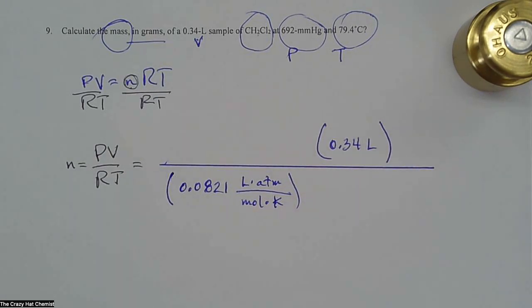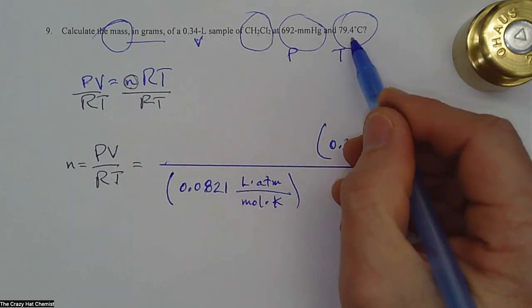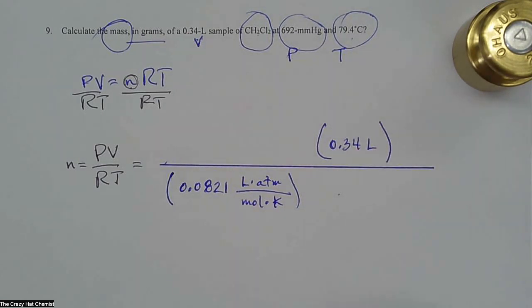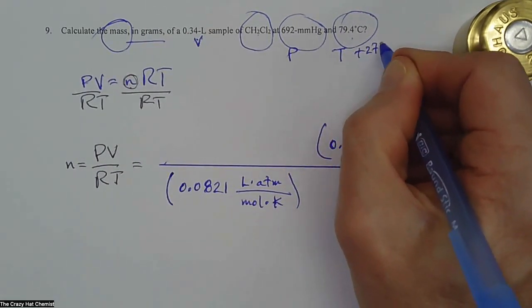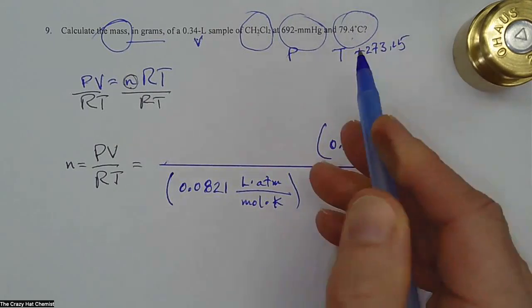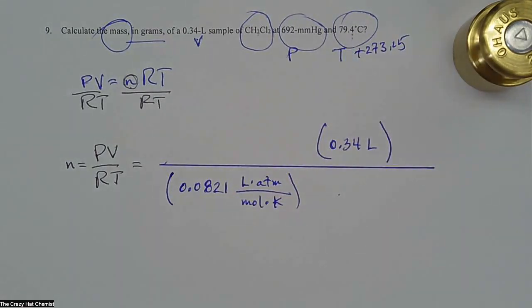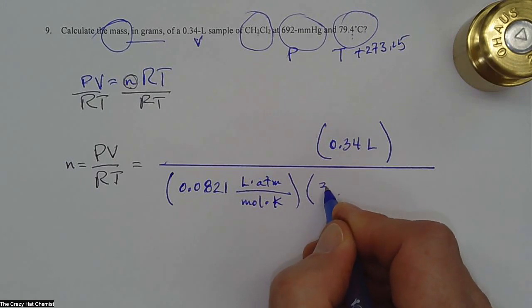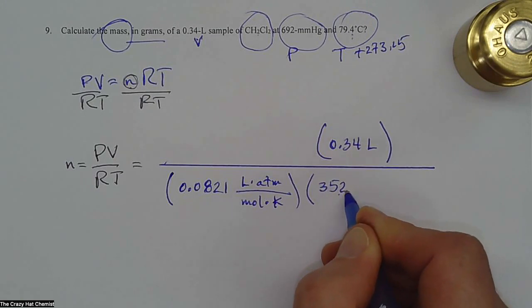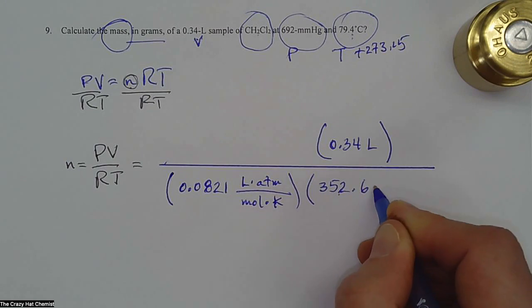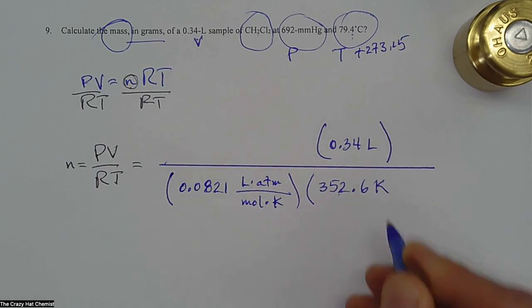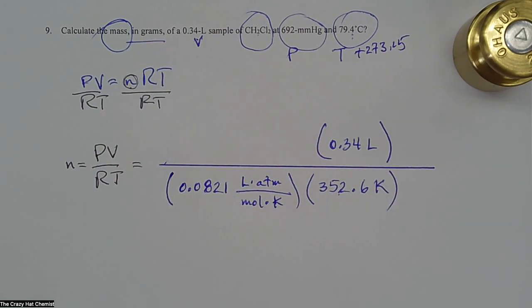We have a temperature right here, but that's not in the correct set of units. So what we're going to do is add 273.15 to that, and we're going to round it to 1 decimal. So hopefully that works out well for you. And that would be 352.6 Kelvin. And that's my temperature.